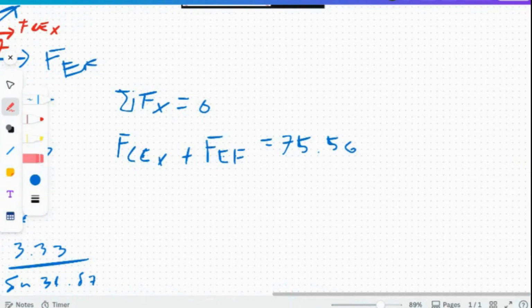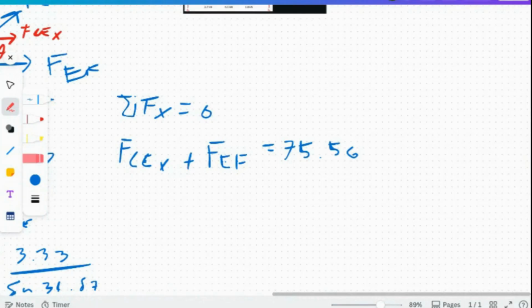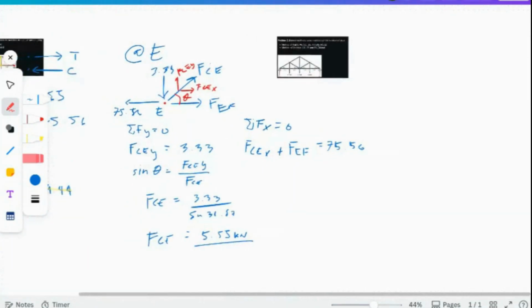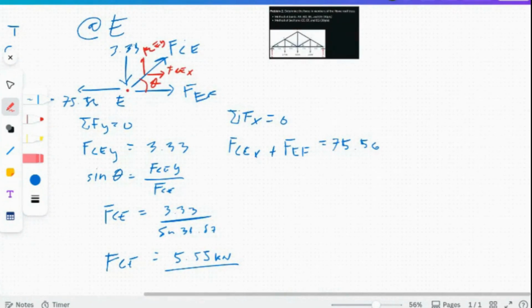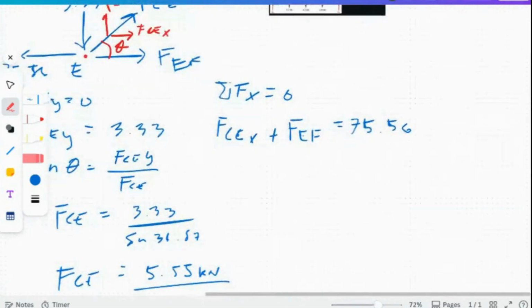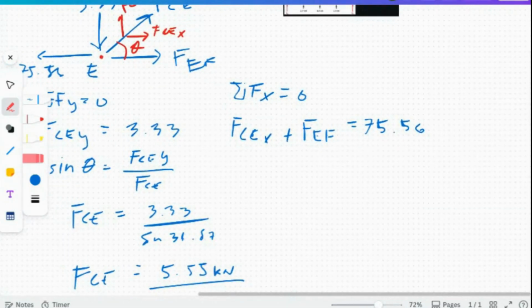Can we solve FCEX? We have not solved FCEX. FCEX uses the relationship with FCE and FCEX. We can use cosine.